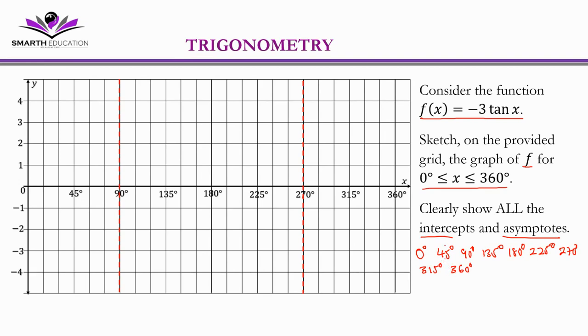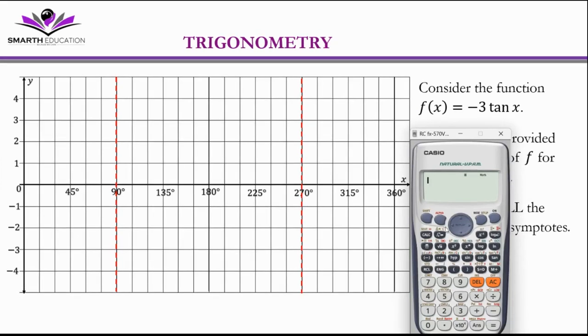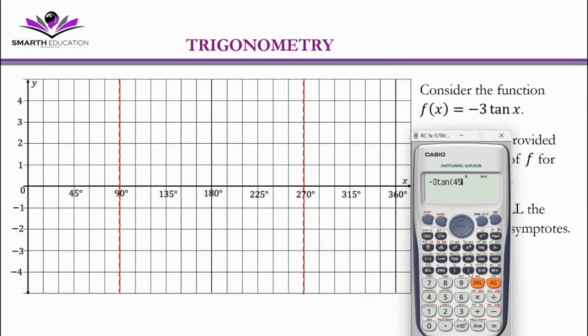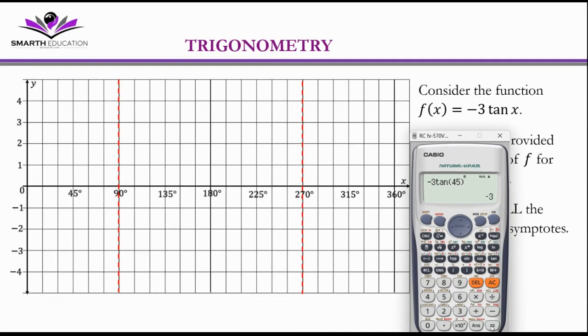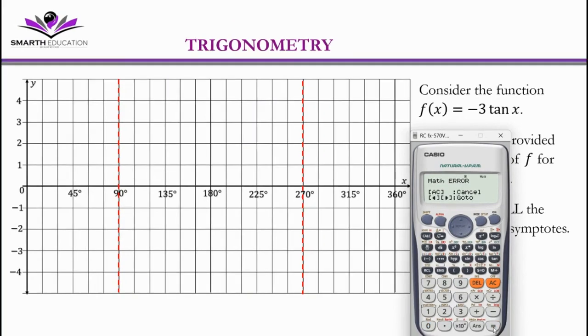When x is 45 degrees, what is the y? When x is 90 degrees, what is y? And so on. Right, we can use our calculators to do that. Let me just show you how to do it. You can use your calculator for each point. Let's say the first one, you say negative 3 tan 45. Okay, what is it? It is equal to negative 3. And then you can do for each angle. Then change this one maybe and make it 90. And then you find that 90 says error because that's where the asymptote is. But it's easier to use the table on your calculator.